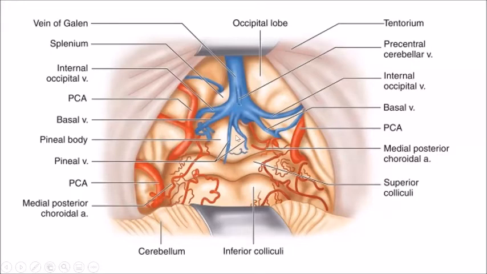You can expose as much as the posterior part of the corpus callosum or the splenium right here, the pineal region, and the colliculi. Knowledge of this vein is important because if you're not careful, you can tear this vein from the vein of Galen directly, and the vein of Galen starts bleeding into your field, and that's not going to be a pretty situation for surgery.